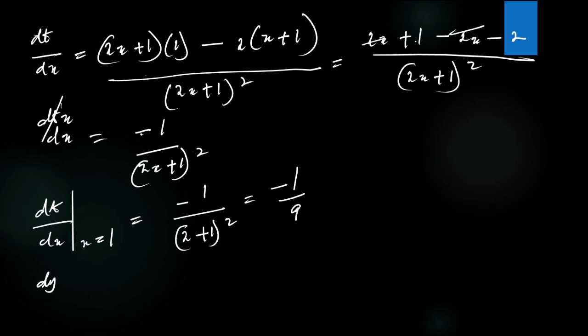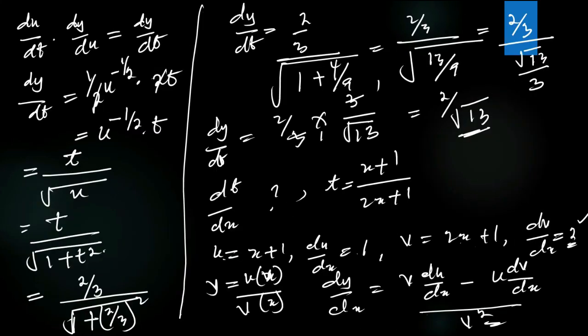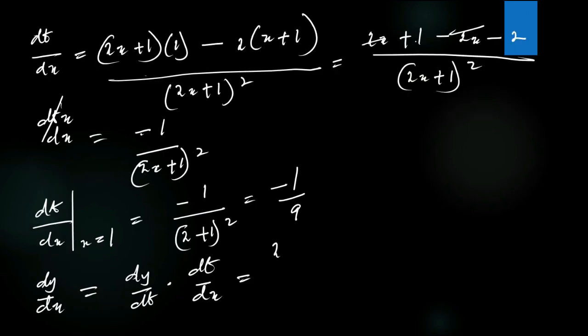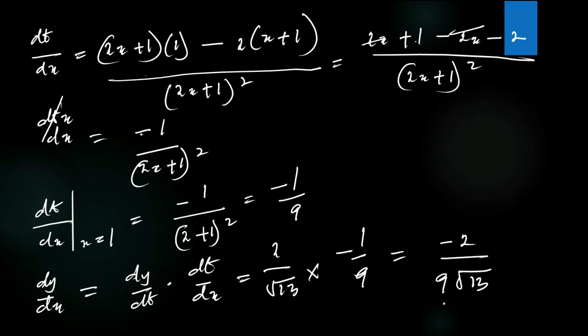Remember we said that our dy dx would definitely come from dy dt times dt dx. Now what's dy dt? Let's go back to it. dy dt is the same thing as 2 over root 13. So that will be equal to 2 over root 13 times minus 1 over 9. This is the same thing as minus 2 over 9 root 13. So this is the value of dy dx.